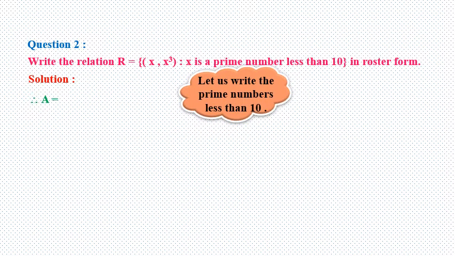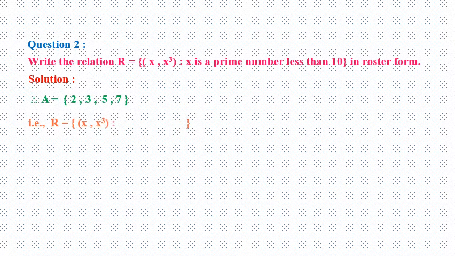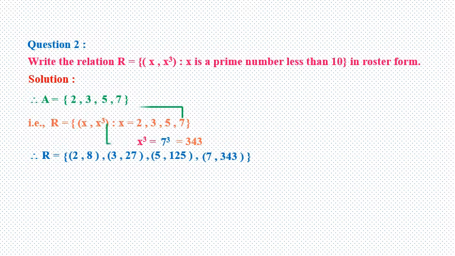Let us write the prime numbers less than 10. What are the prime numbers? 2, 3, 5, 7. These are the prime numbers which are less than 10. Okay. Now relation will be x comma x cube, x equal to 2, 3, 5, 7. Let us start. Put x equal to 2, we get x cube is 8. X equal to 3, again x cube equal to 27. X equal to 5, x cube equal to 125, x equal to 7, and x cube equal to 343. This is how we can write.